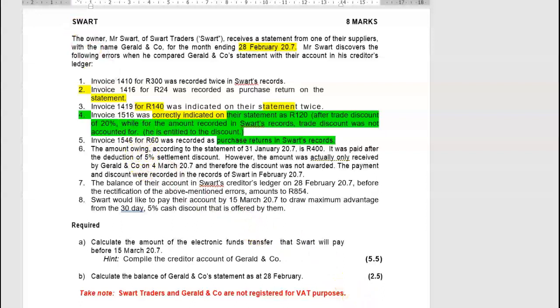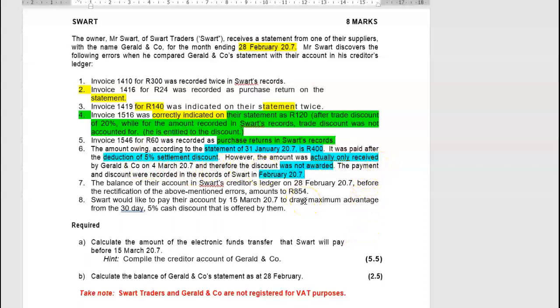The amount owing according to the statement of 31 January 27, now remember that was the end of last month, we are now at 28 February 27, was paid. The amount owing according to the statement is 400 Rand, so that was the amount outstanding. It was paid by Swart after the deduction of a 5% settlement discount. However, the amount was actually not received by Gerald & Company until 4 March, and therefore the discount was not awarded. The payment and discount were recorded in the records of Swart in February.